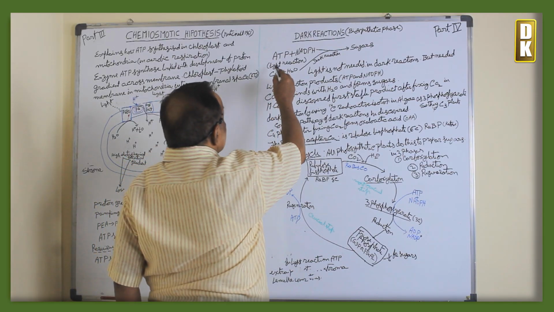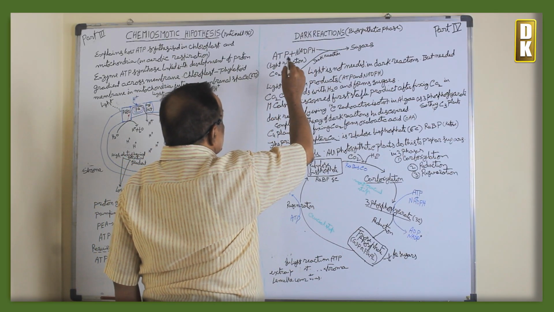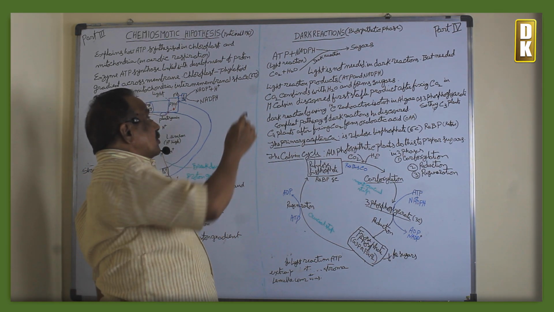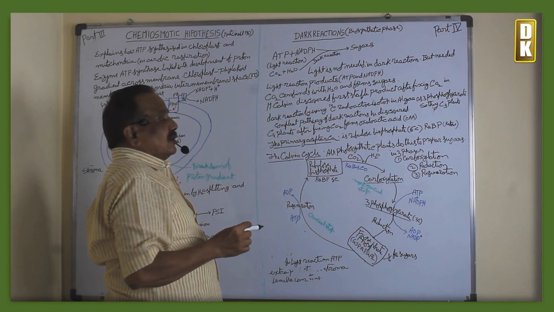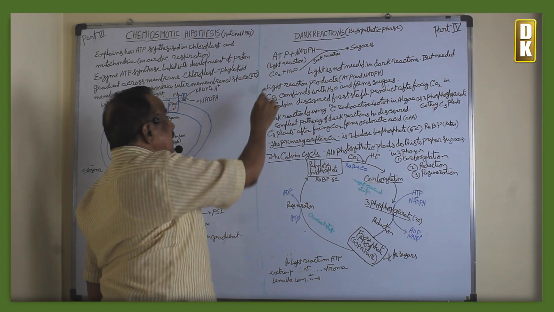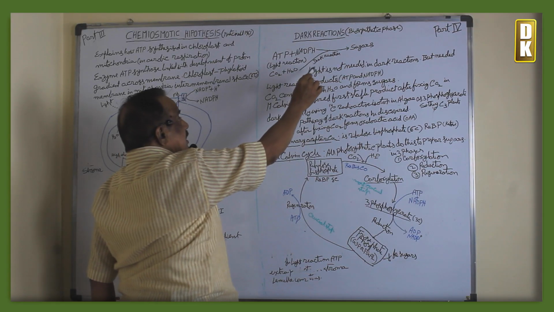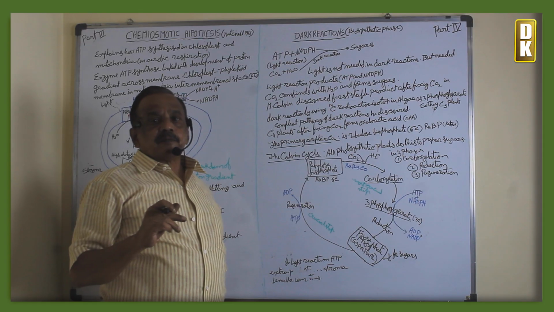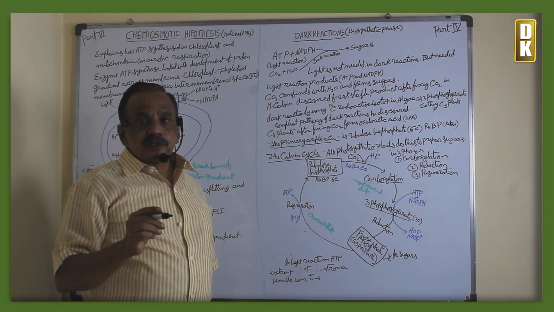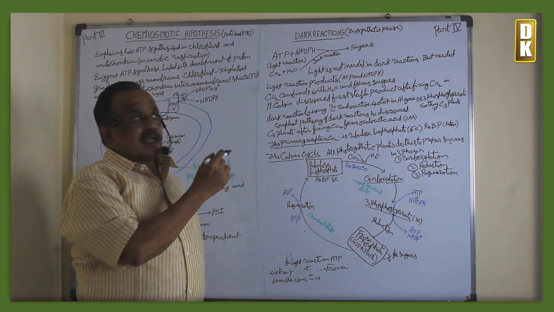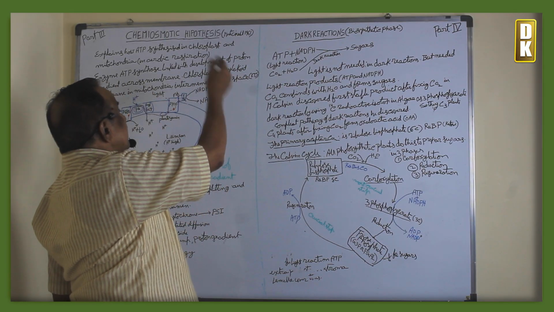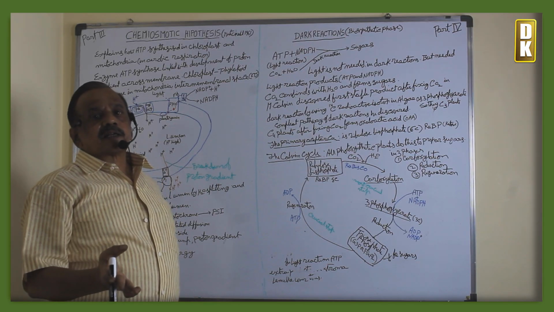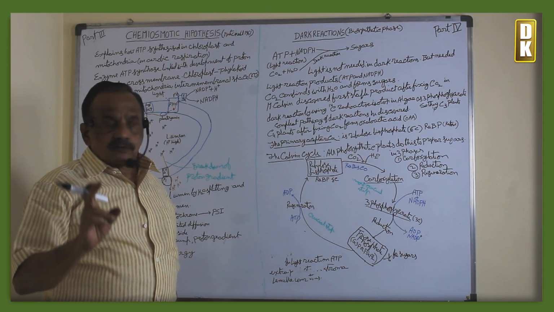That I have shown here. ATP and NADPH are produced in the light reaction, and whatever products came from the light reaction will combine with the carbon dioxide and water in the dark reaction and form the sugars. So sugar formation takes place in the dark reaction by using the products of the light reaction. If the products are not there, there is no dark reaction. That is the one paragraph he has given.